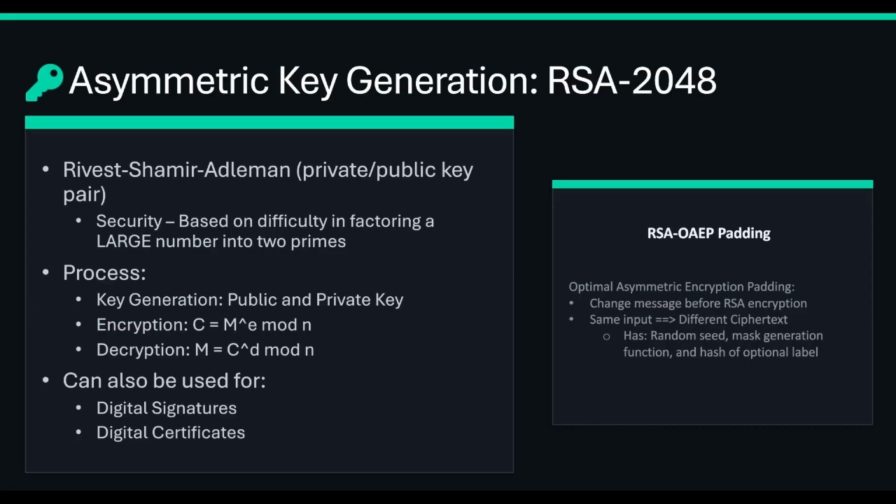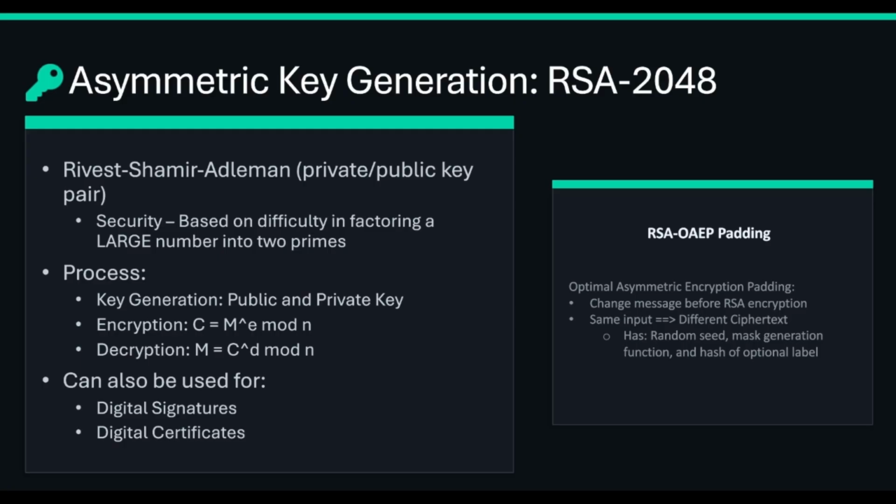For the asymmetric key generation, we used RSA 2048. It's the Rivest-Shamir-Adleman private and public key pair. So the security of RSA is based on the difficulty of factoring a large number into two primes. And there are generally three processes included in RSA, which are the key generation of the public and private key, encryption, and decryption. RSA can also be used for digital signatures and certificates.